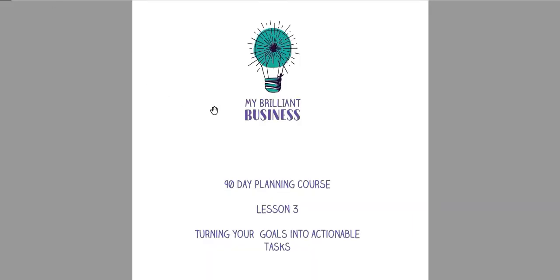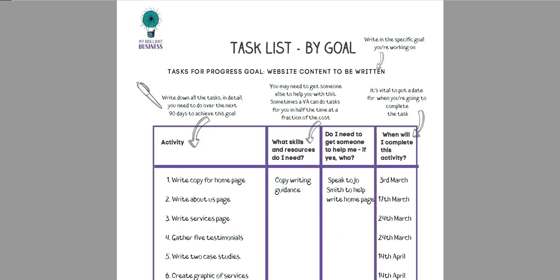So back to today. What we're going to do is take each of those progress goals and work out the exact steps and activities you're going to take in the next 90 days to make sure that you achieve them. So let's crack on.